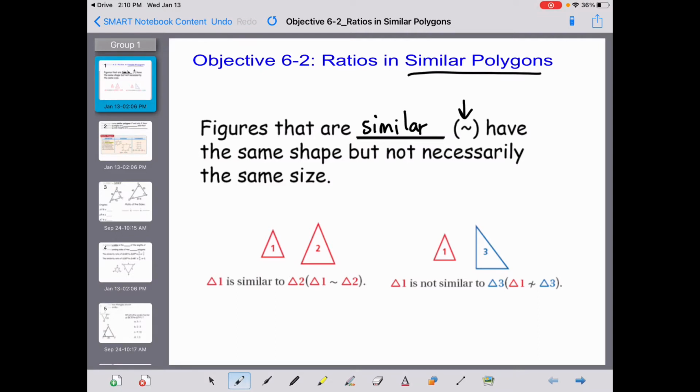They have the same shape, but they're obviously not the same size. Triangle 1 is a smaller triangle than triangle 2. If we were to compare triangle 1 and triangle 3, 1 is still smaller than triangle 3, but it's pretty apparent that right here in that corner that I've highlighted would be a right angle. And in triangle 1, there doesn't appear to be any right angles.